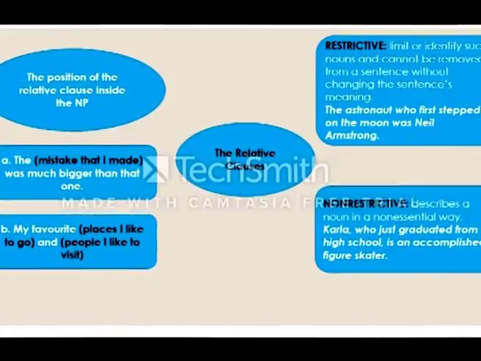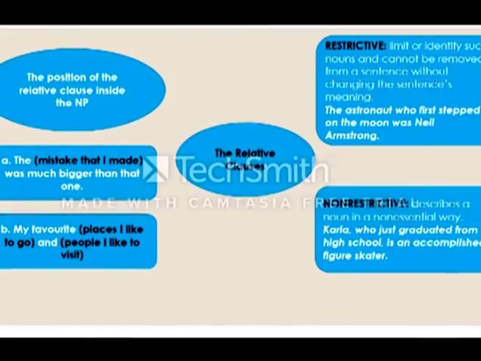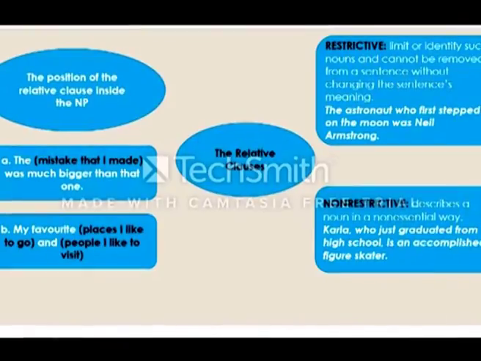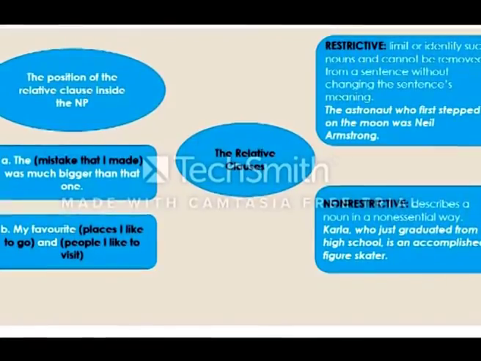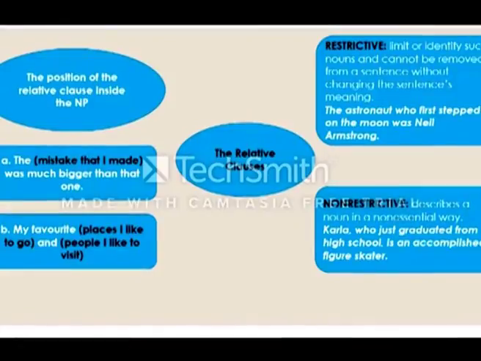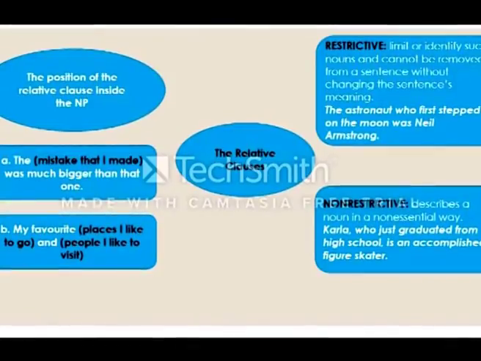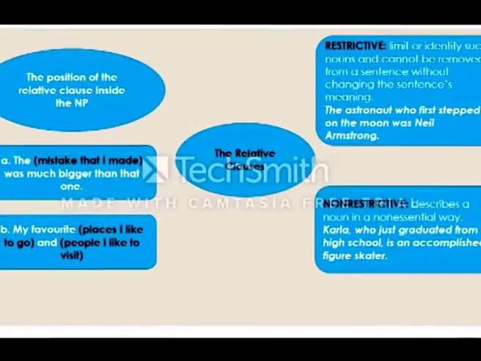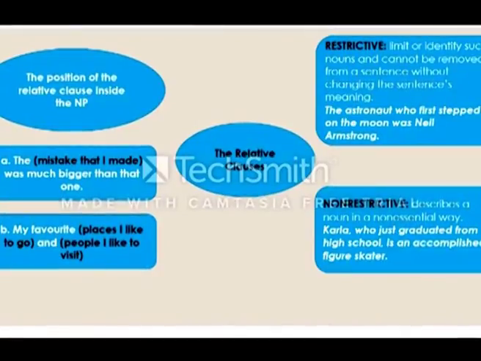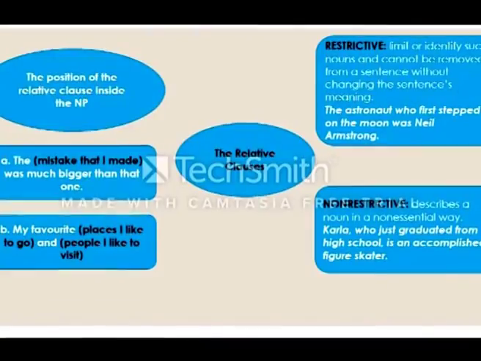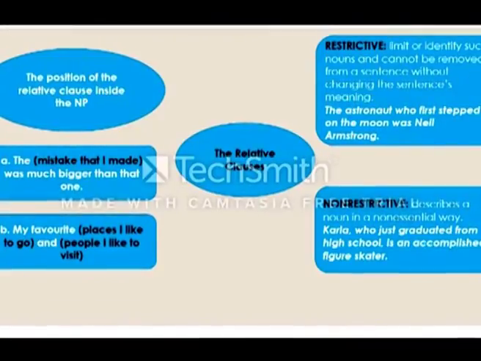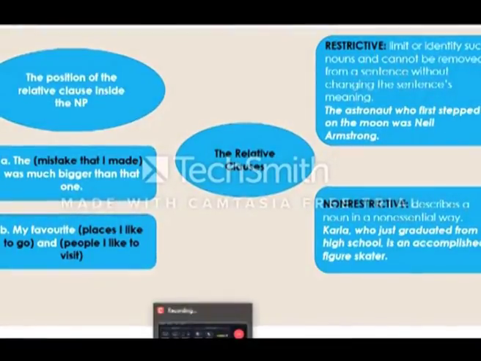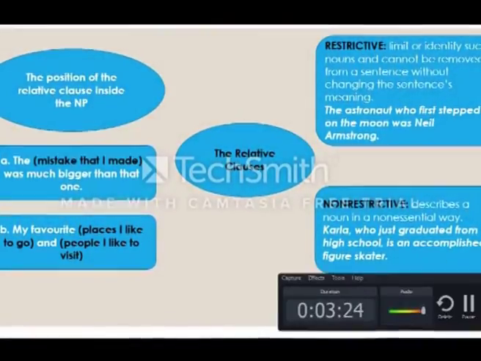Example: the astronaut who first stepped on the moon was named Armstrong. So in that case, we don't need commas. Why? Because we are identifying the noun. And the second one is non-restricted, which describes a noun in a non-essential way. Carla, who just graduated from high school, is an accomplished figure skater. So we use the commas. Why? Because the information between the commas is not necessary at all. If we take it out, no problem, we will understand the sentence. Thank you.